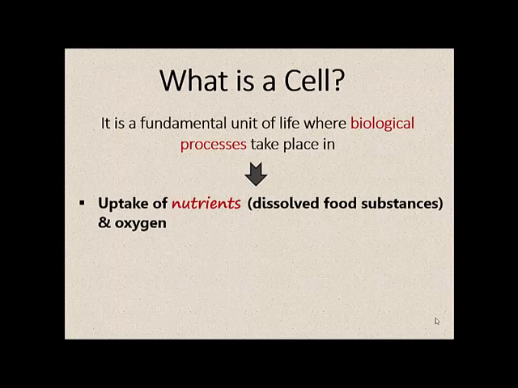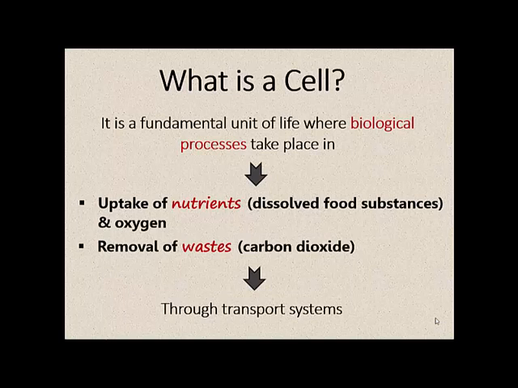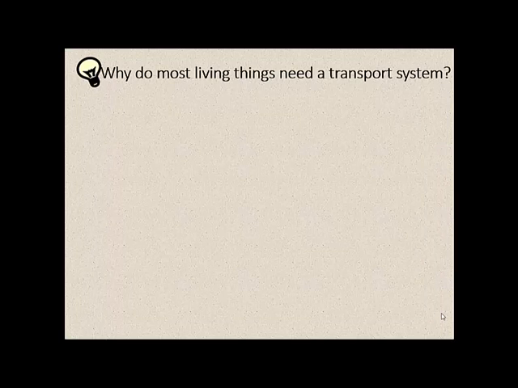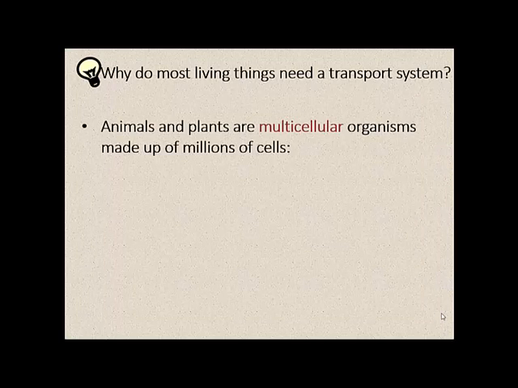The uptake of nutrients and oxygen, as well as the removal of waste such as carbon dioxide, occur through transport systems. One example is the digestive system, which consists of organs such as the stomach and small intestine that break down large, complex food molecules into smaller and simpler ones. Why do most living things need a transport system?